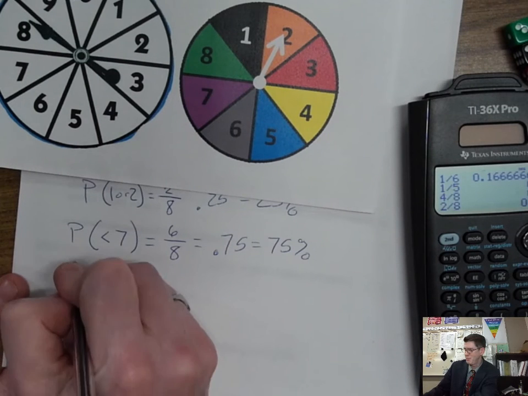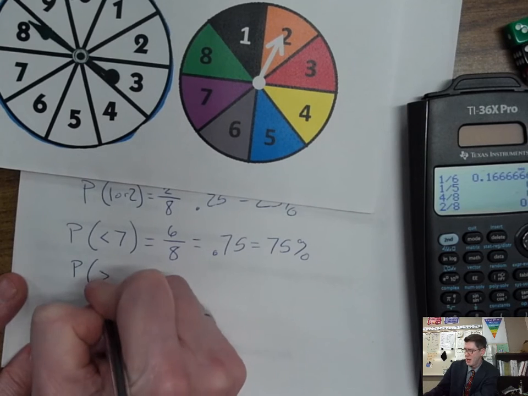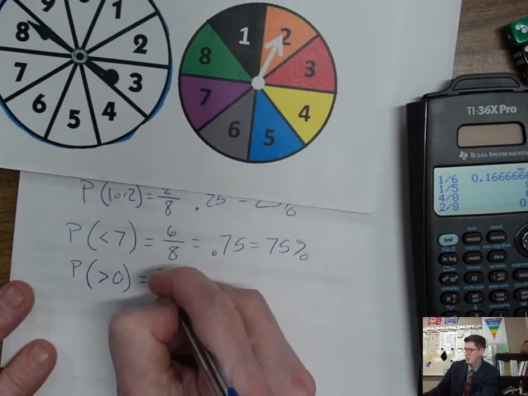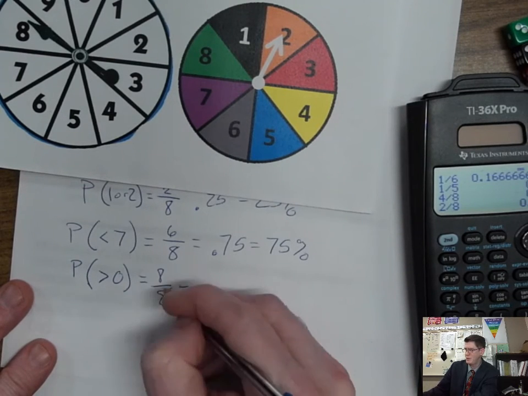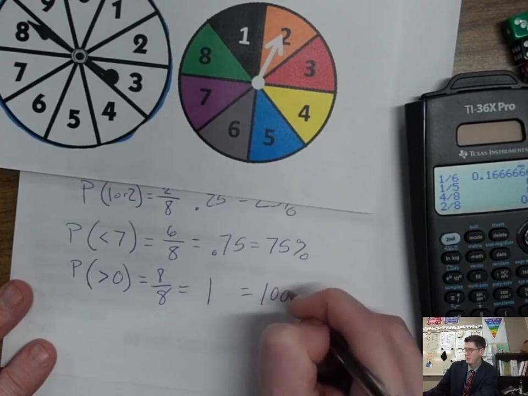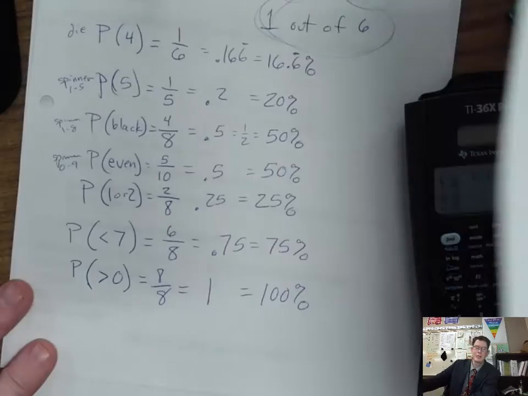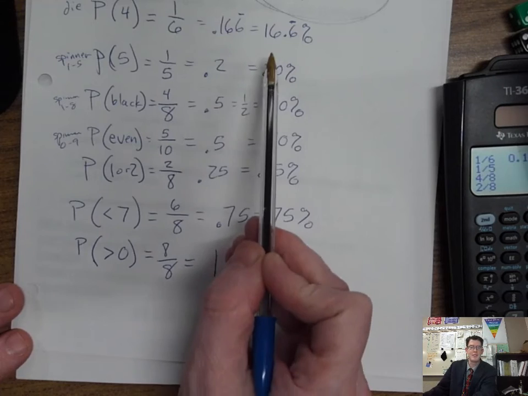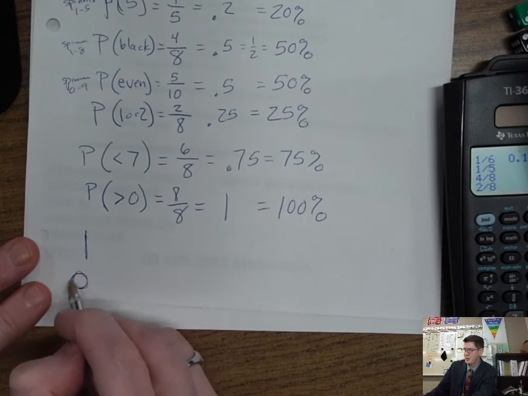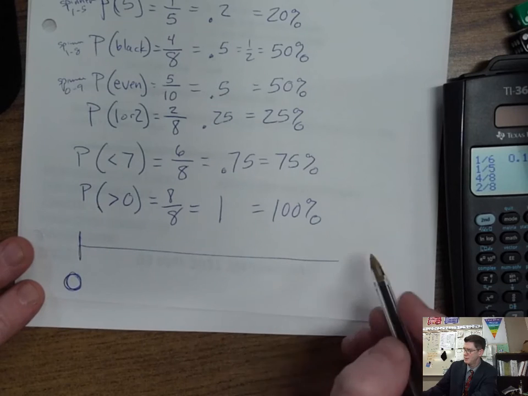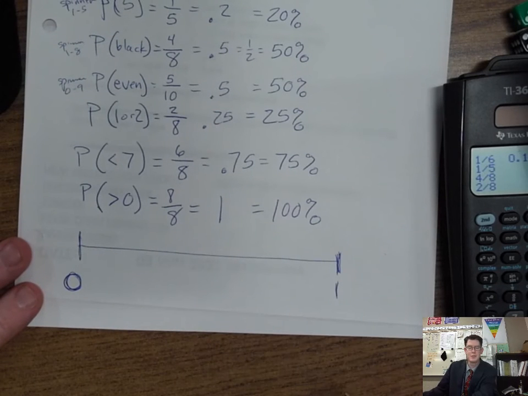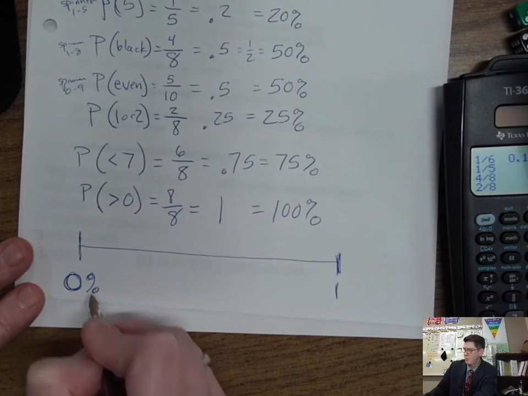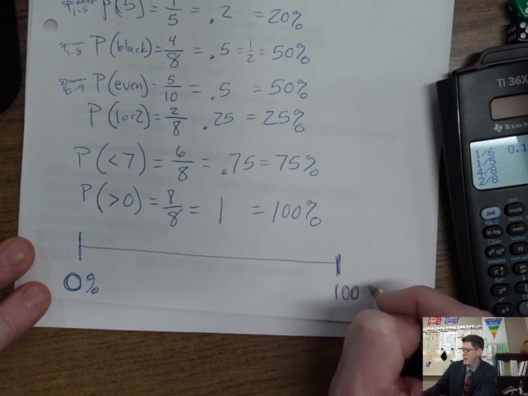And to play around just a little bit more, what's the probability that I get a number greater than 0? Well, how many numbers are greater than 0? Well, 8 numbers are. Out of the 8, which when you divide that, you get 1, which is 100%. So the reason to play around with that a little bit is so you can see that there's all these different percents that could happen. Probability can be between 0, there's no chance of it happening, and 1, 0 and 1. Or if you want to talk about percents, 0% to 100%.